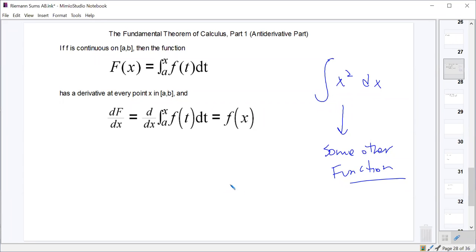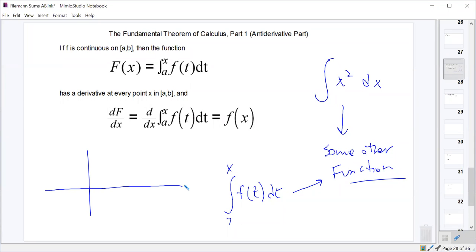Or if we integrate some function, let's just this time call it f of t dt, any random function with some variables in it, we get some other function. We don't just get a number out, but we get a function out instead. Okay. Everybody okay with that? Yeah.